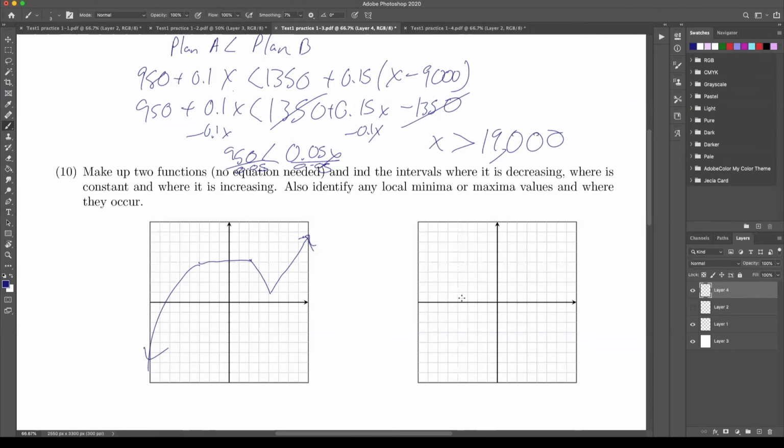And then here we'll make up another function. I'll say let's have it come straight down to here. Let's have it go across for 2 units, have it go straight down and then go straight back up. Okay. For the sake of the notes, we don't need min and max values, so we don't need to do that. We'll just do the intervals where it's decreasing, where it's increasing, where it's constant.